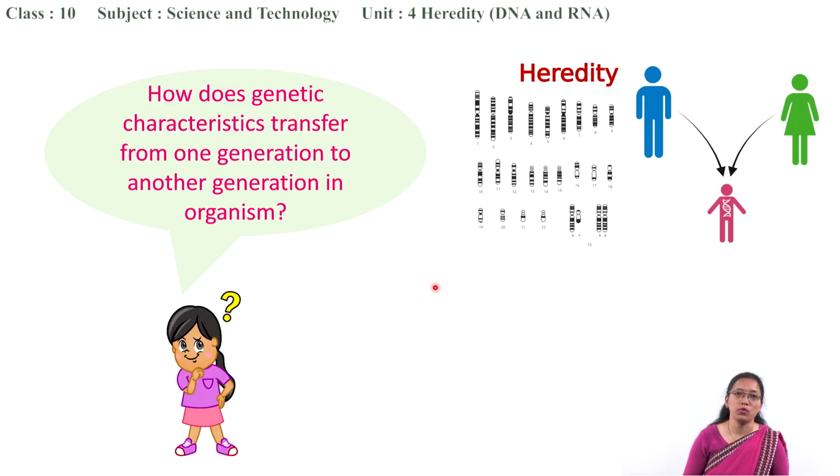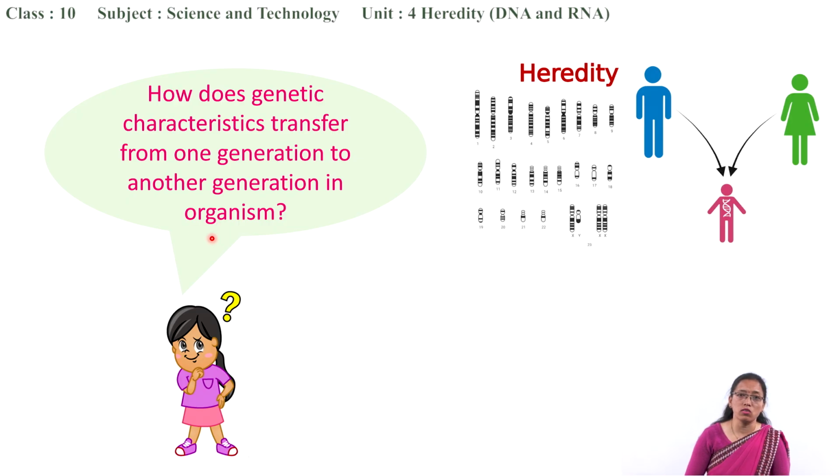What are DNA and RNA? DNA stands for deoxyribonucleic acid, and RNA is ribonucleic acid. Today's class is only about these two nucleic acids. First, let's discuss heredity. What is heredity? It is how genetic characteristics transfer from one generation to another generation in organisms.